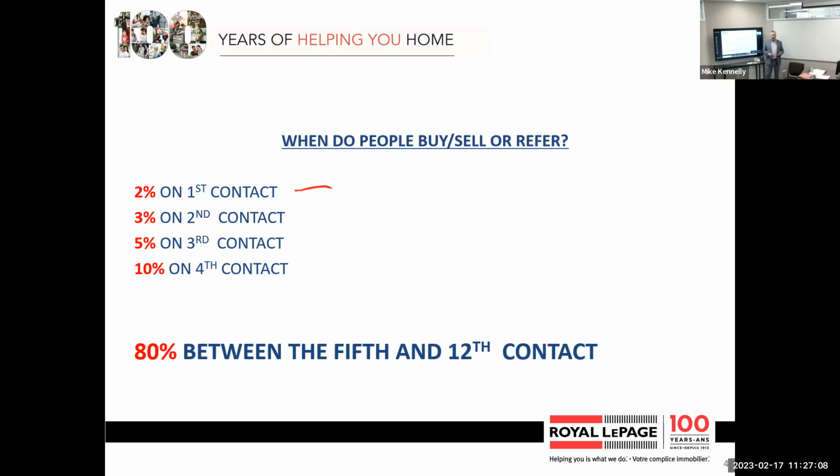Put yourself in the same shoes. If you're going to buy a car, how often do you buy the car the very first time you walk into the showroom, having done no prior research? Probably not likely. Well, it falls in line with us. 3% buy on the second contact, 5% on the third, 10% on the fourth. So that means 80% of all purchases, referrals, and sales happen between contact number 5 and 12. Now you go back to the previous question that they asked.